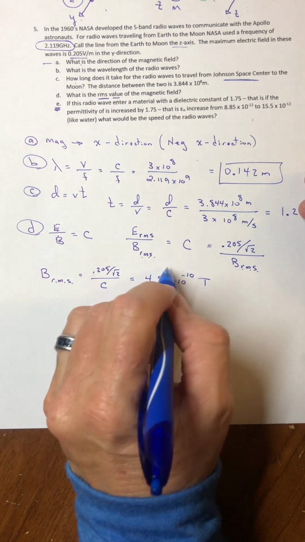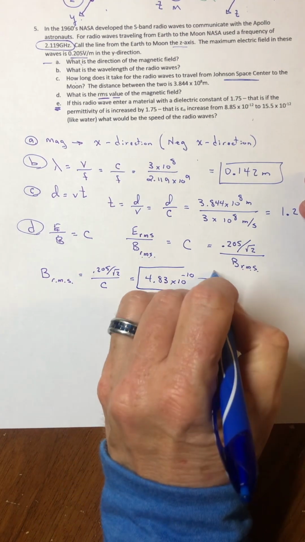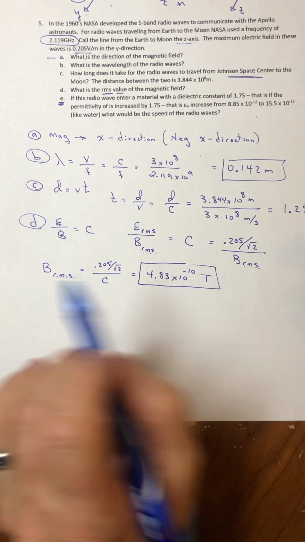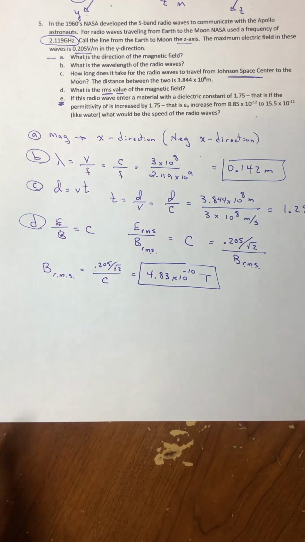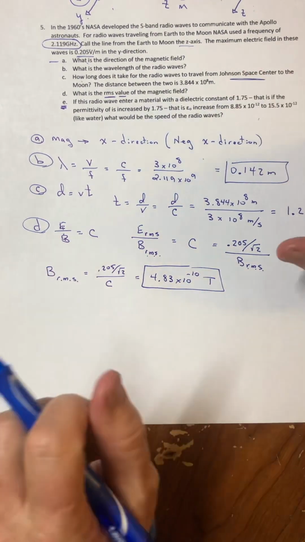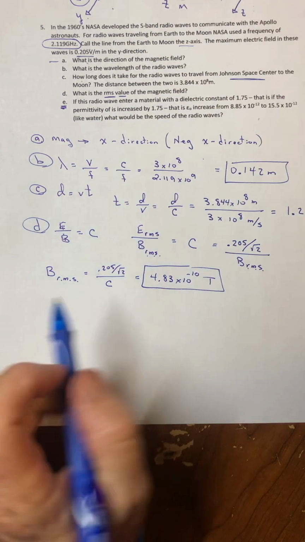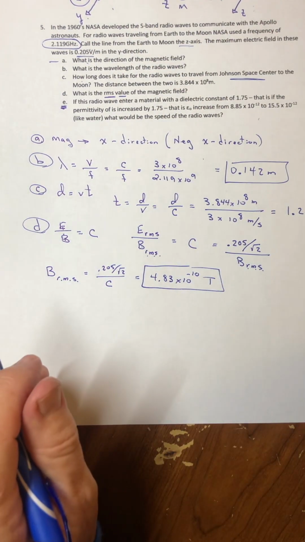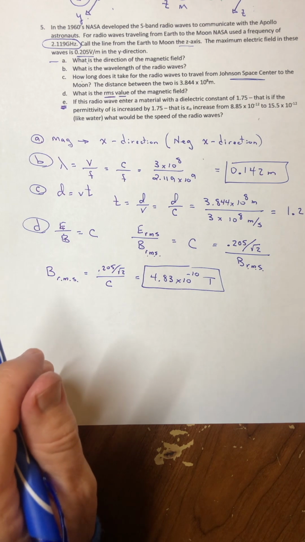Which sounds incredibly small, and it is reasonably small, but it's really more because a Tesla is such a big unit, as we've been talking about, and not really part of this set of chapters. But if you remember back on exam 2, we did a lot more magnetic fields and talked about the Tesla, how big it really is.